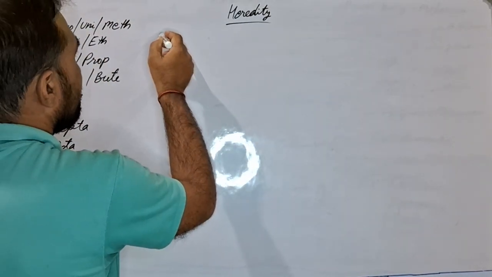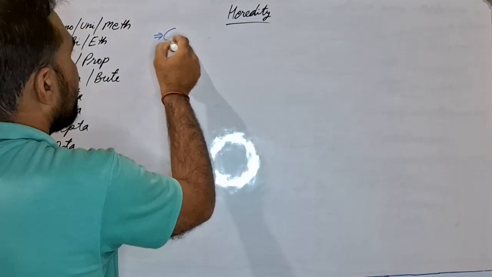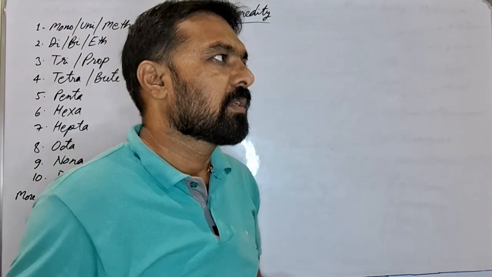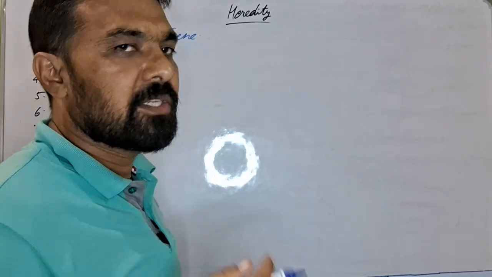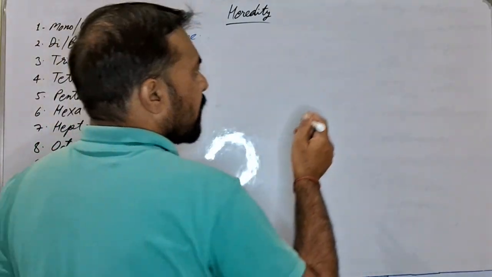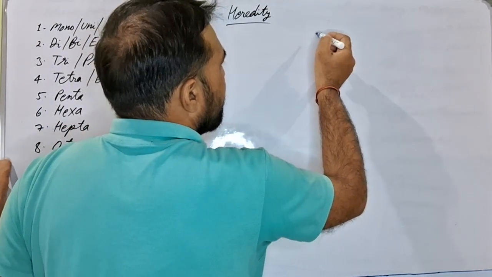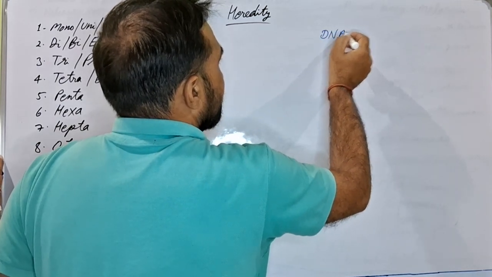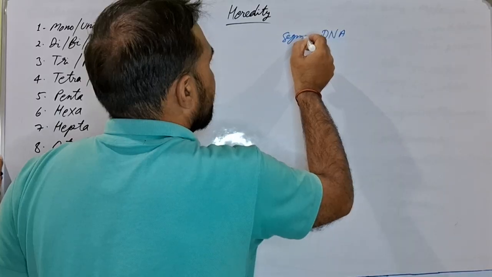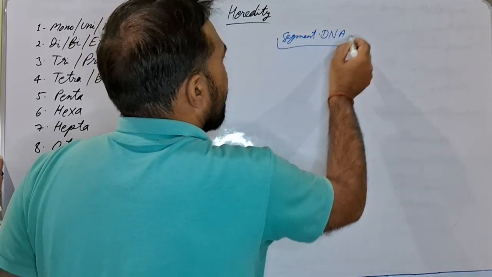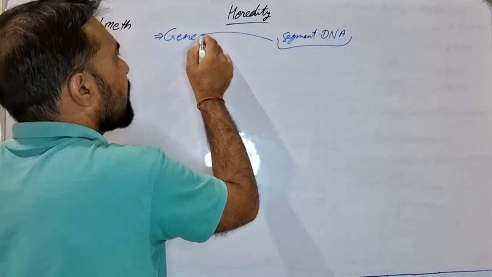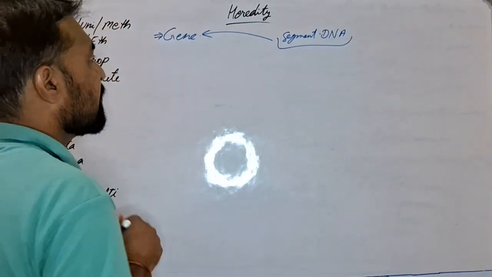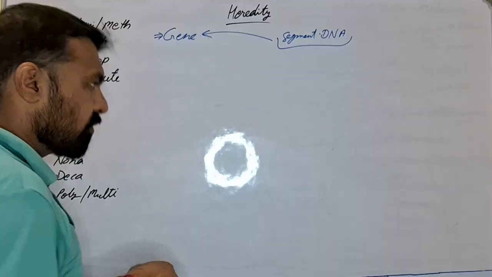Next terminology is gene. What is gene? As we know that in each and every cell, all the characters are controlled by a segment of DNA. That segment of DNA which controls only a single character is known as gene. But this gene could control the characters in many ways.